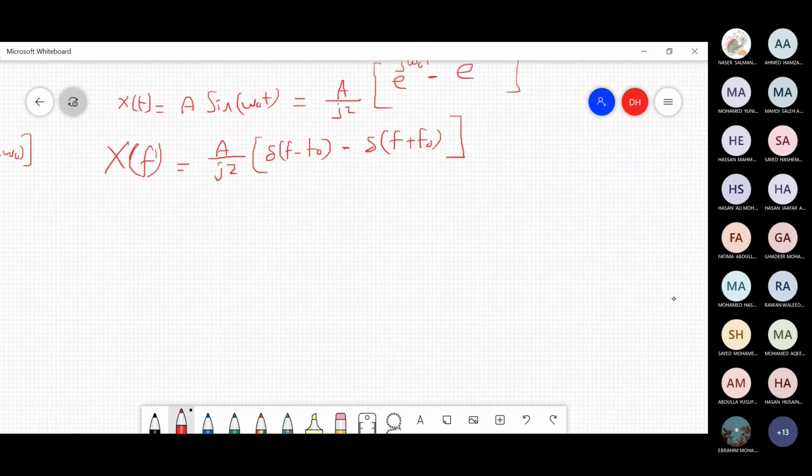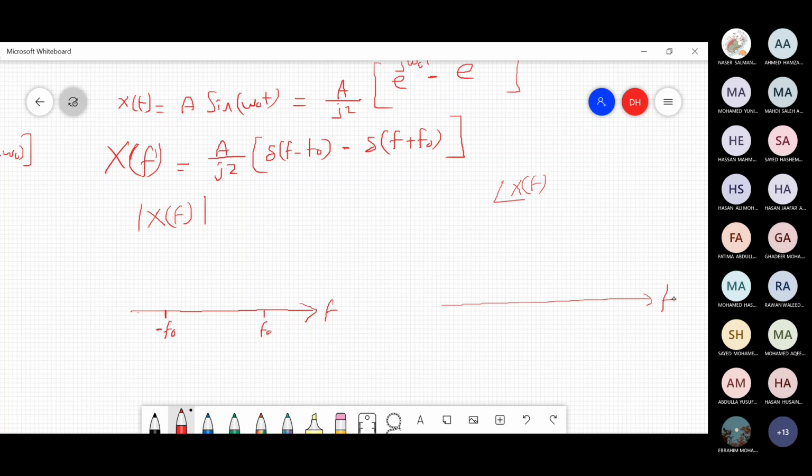Again, spectrum means that we have magnitude. So this is f, X of f magnitude. And for the angle here, this is f, angle of X of f. So an important point here, we have delta at plus f naught and at minus f naught. So I have these two important points, at minus f naught and plus f naught. So this is at minus f naught and this one at plus f naught.